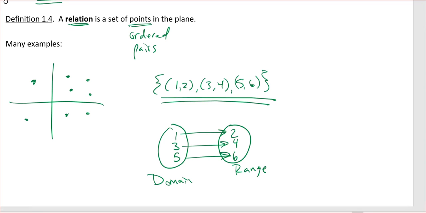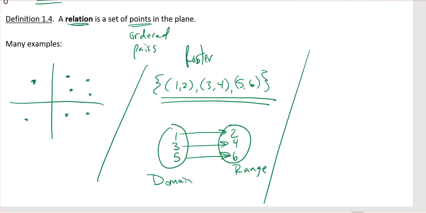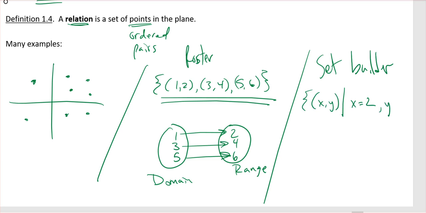Here's another way we can express a relation. So great, we can draw a picture. We can explicitly list ordered pairs in the roster method, right? So here's roster method. Or let's look at one where we're going to use the set builder. So let's start out with an easy one here. Maybe the set of all x, y such that x is 2 and y is real.